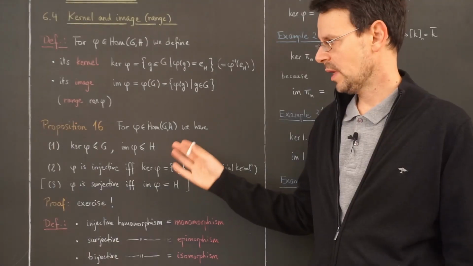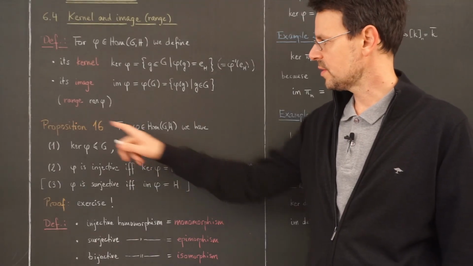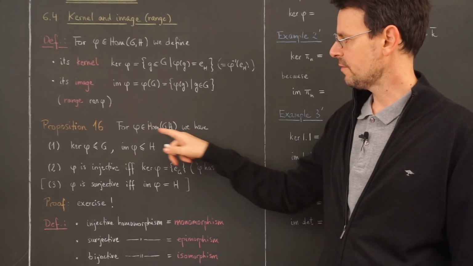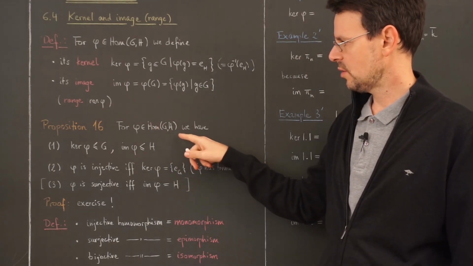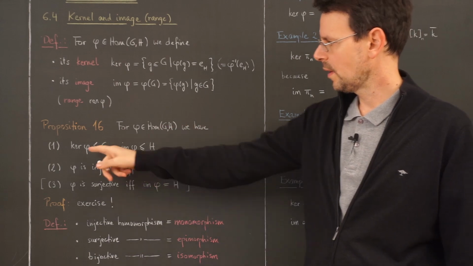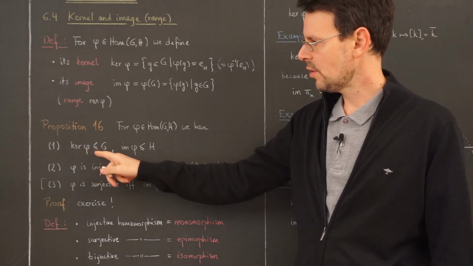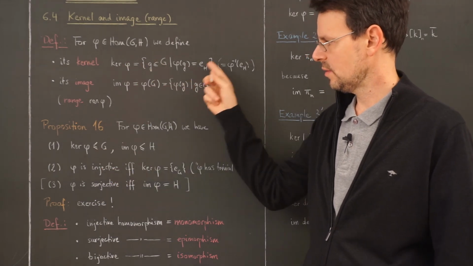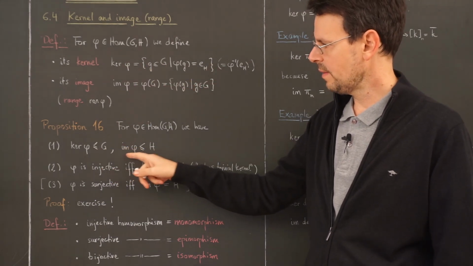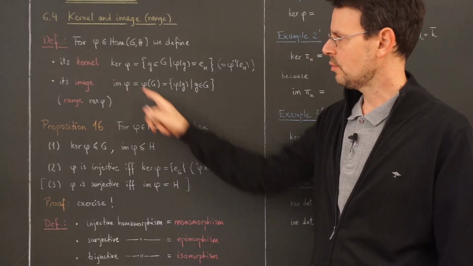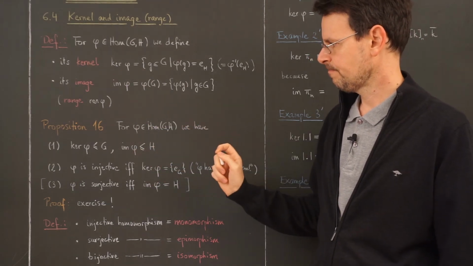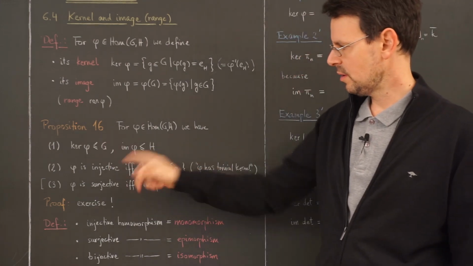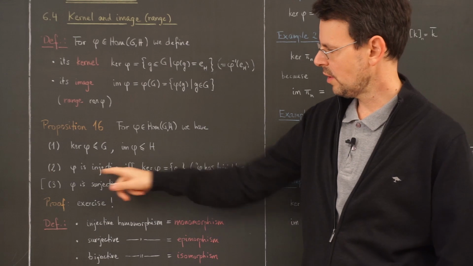Okay. Now, an elementary but very important proposition, proposition 16. For a group homomorphism between groups G and H, the following holds true. First of all, the kernel is always a subgroup of G, so this set here is a subgroup of G, and the image is always a subgroup of H.